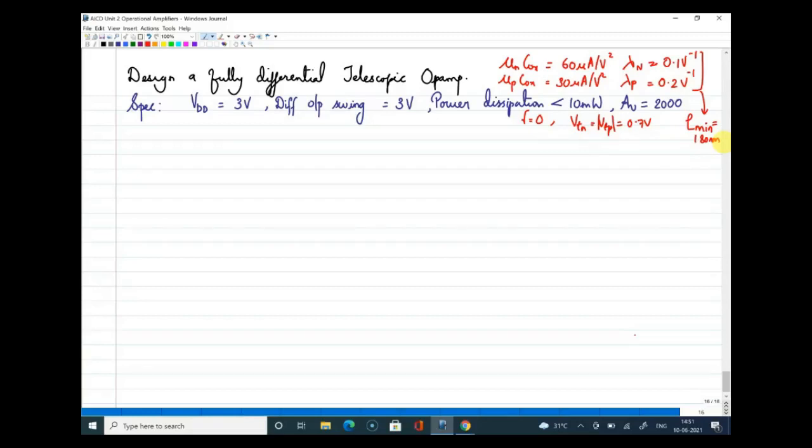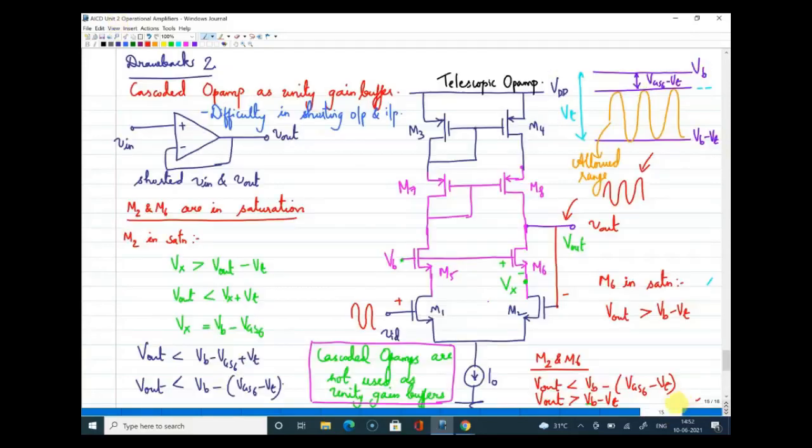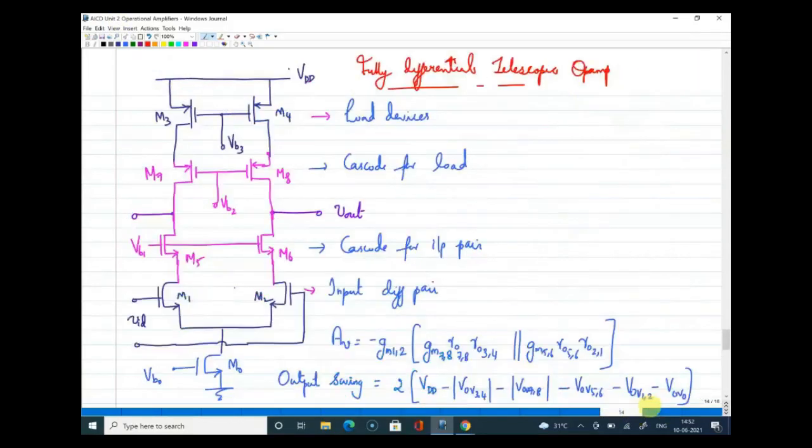All right, so the channel length modulation parameters are defined for a particular length of the channel. That is why I have just mentioned that lambda values are defined for L minimum of, sorry, not 180, we'll go with 500 nanometer. So when you increase the length of the MOSFET, lambda values also will be impacted. All right. Since the question is to design a fully differential op-amp, we will take the structure of the fully differential op-amp itself and proceed with that.